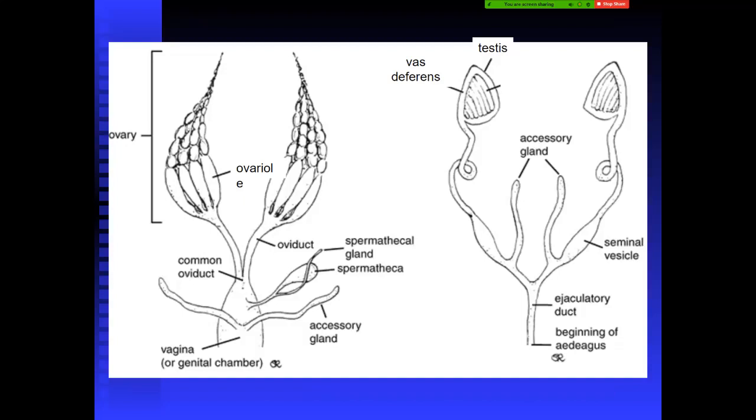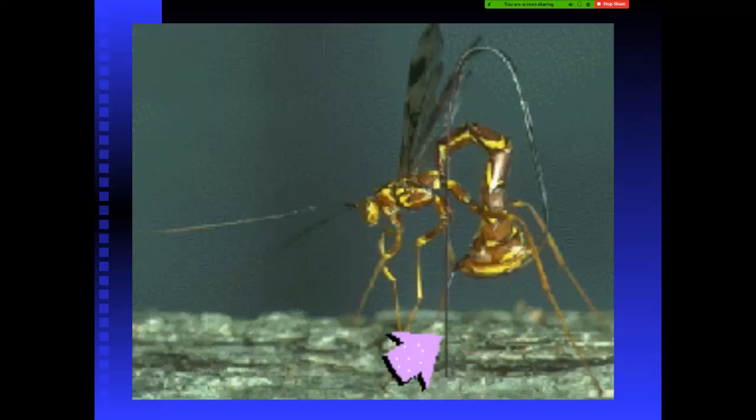Over here, we see the reproductive system of males. You've got your testes, and then you'll see seminal vesicles, accessory glands, and then that leads to an ejaculatory duct and the beginning of the aedeagus, which is obviously leading to the reproductive penis-like structure.